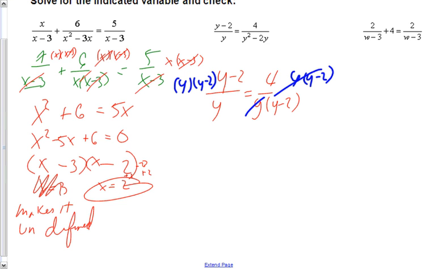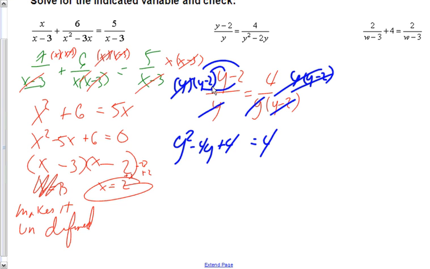And y times y minus 2. Cancel, cancel, cancel, cancel. I'm left with 4 on this side. The y's cancel. I have to multiply that out. Gonna have to FOIL it. Y squared minus 4y plus 4. Remember, first, outer, inner, and last. Well, you get the gist of it. Alright, subtract 4, because you want to get it equal to 0. Y squared minus 4y equals 0.